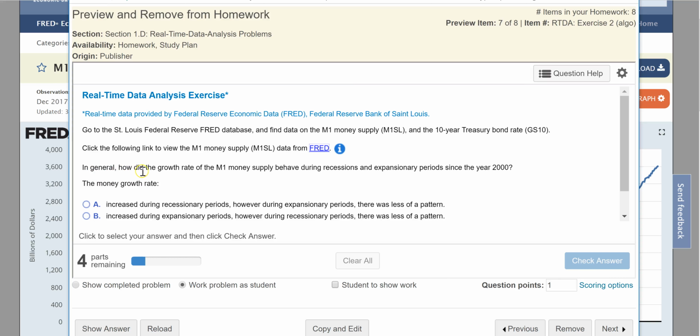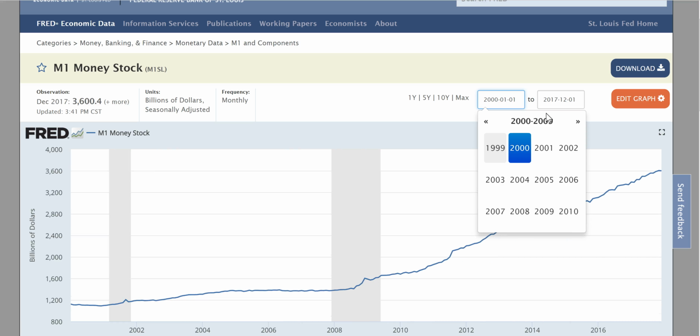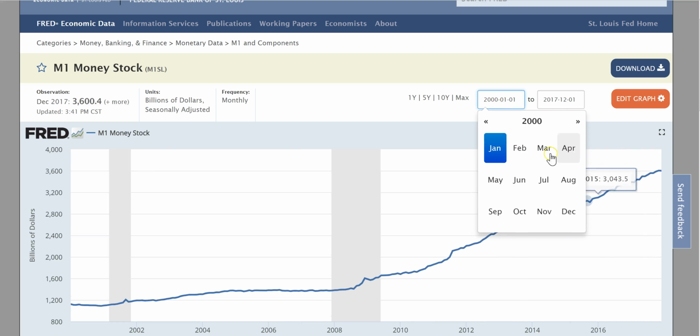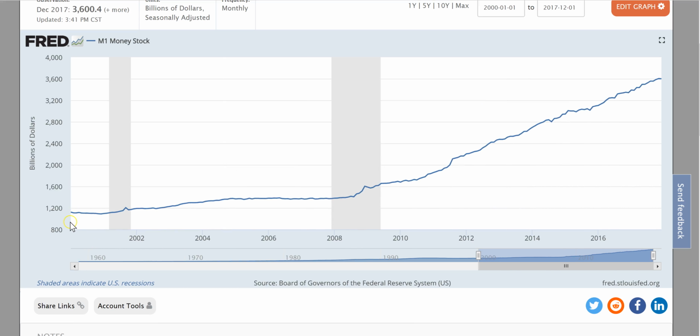In general, how did the growth rate of the M1 money supply behave during recessions and expansionary periods since the year 2000? Since the question mentions 2000, why don't we restrict the year and month to be after 2000? Let me input this year to start from January 2000. Now you can see the graph only shows the portion of the data after January 2000.